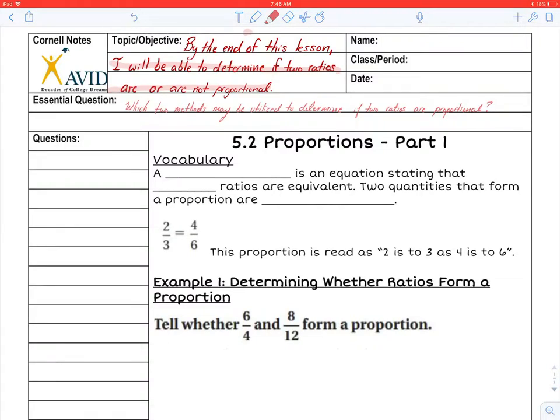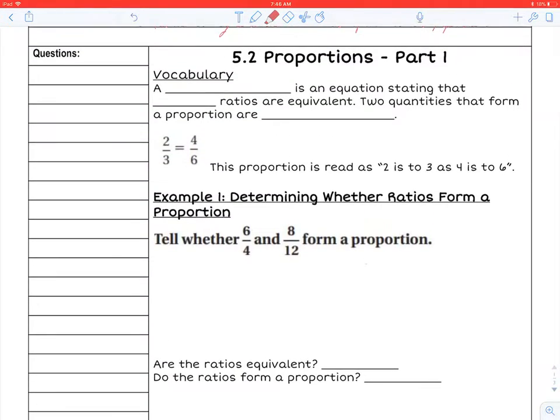Now remember, I'm going to be highlighting stuff. That is just how I let you know what I'm talking about. You don't have to highlight everything that I highlight. The essential question is, which two methods may be utilized to determine if two ratios are proportional? So you're going to be learning about two methods that we can use to check to see if something is proportional, and that's going to be the whole topic for this video.